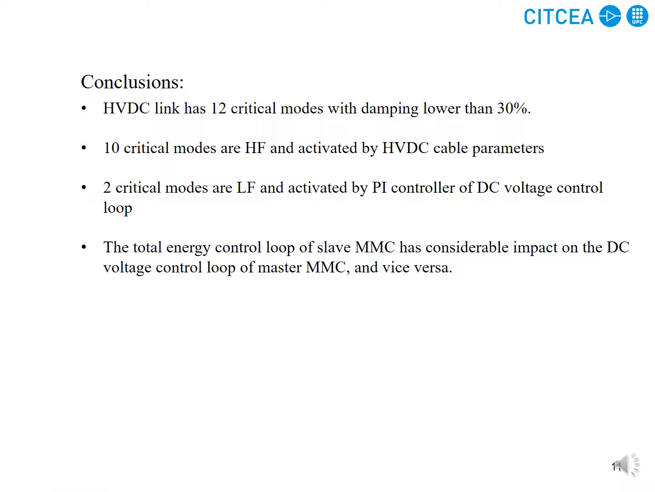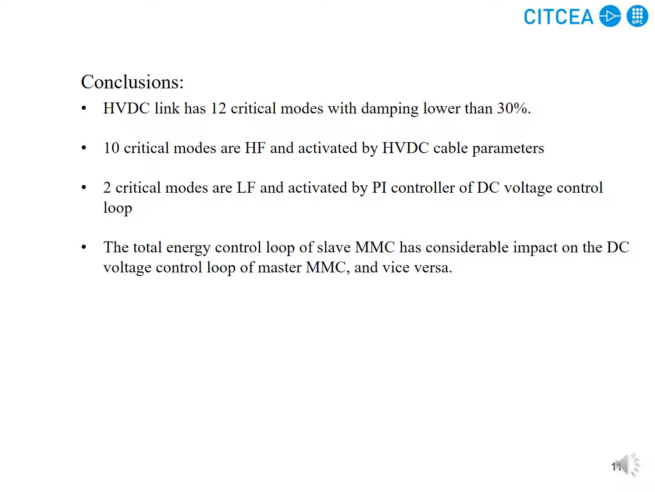To quickly draw some conclusion, we discussed that HVDC link, after providing a mathematical modeling, nonlinear model, then we linearized it, interconnected models, and achieved an overall model, a linear model, and studied eigenvalues, and we found out that there are 12 critical modes, 10 with high frequency and 2 with low frequency. The high frequency modes are related to the cable parameters. 2 low frequency modes are related to the PI controller of DC voltage. And finally, with the interaction analysis, we can see that the total energy control loop of a slave MMC would have impact on the DC voltage control loop of master, and also the total energy control of the master MMC.